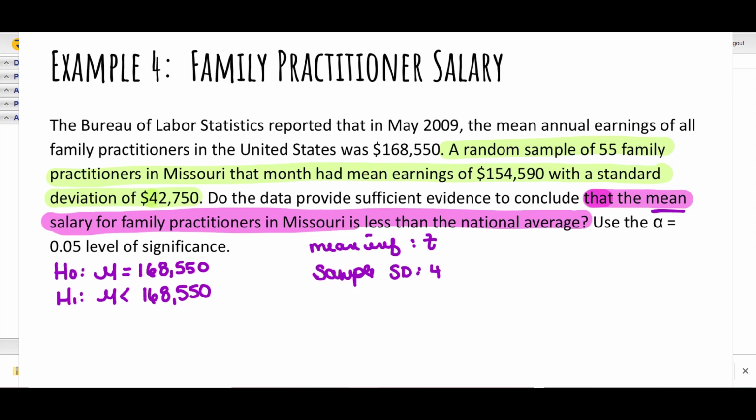So let's go ahead and write this down before we forget. 42,750. Our sample mean, for these 55, was 154,590. The sample size, we need that. That was 55 families. Our significance level is 0.05. And I believe that's everything that we need.